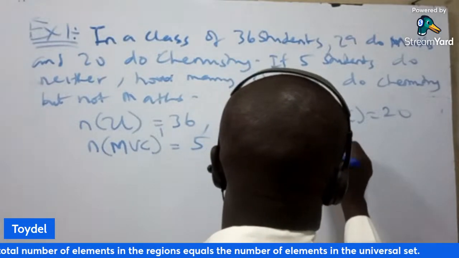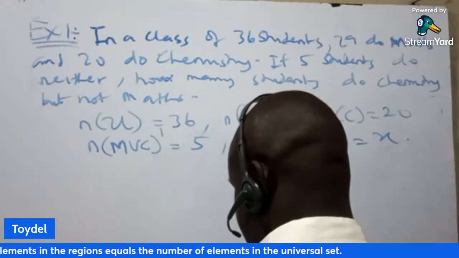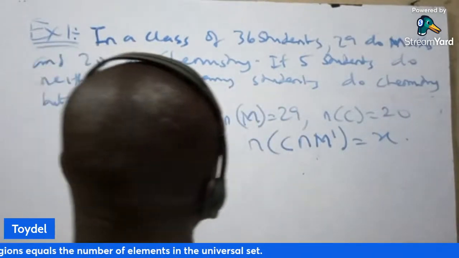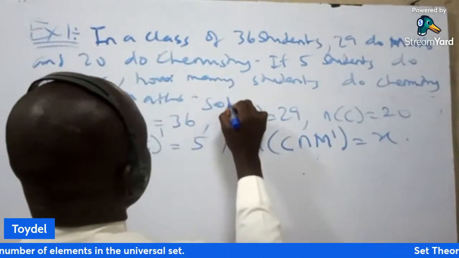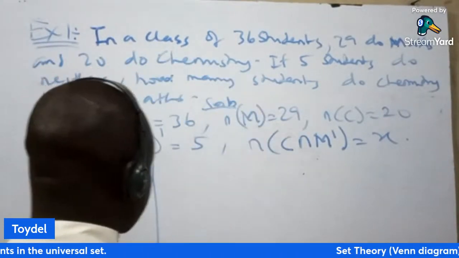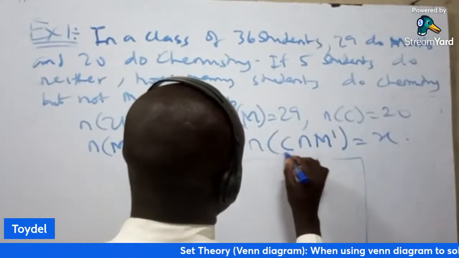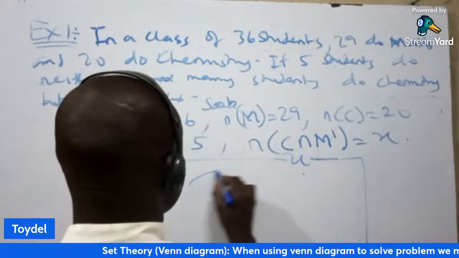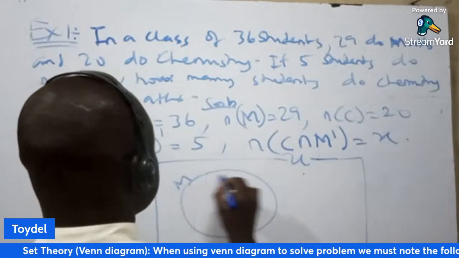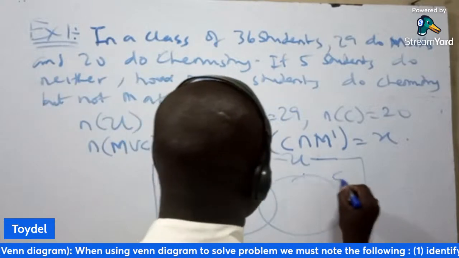Intersection mathematics prime. Let's call it S. That's what we want to find. So in this case now, let's represent the information in the Venn diagram. Of course, there are 2 subjects here. Let's say this is the universal set. Let this represent mathematics and this other one represents chemistry.